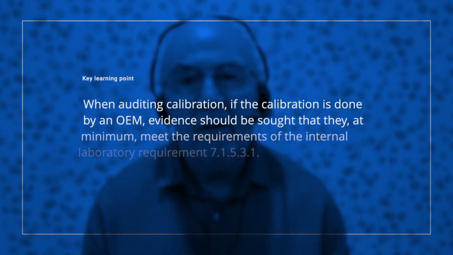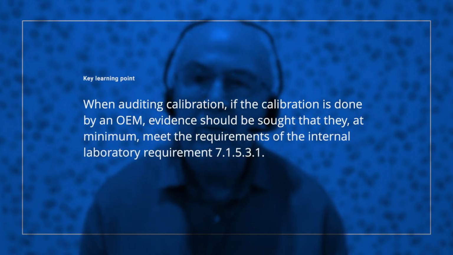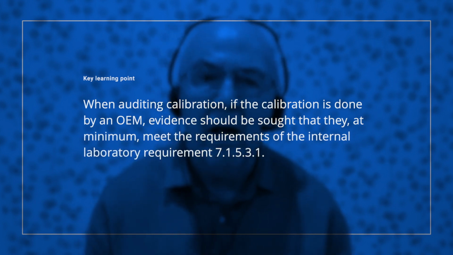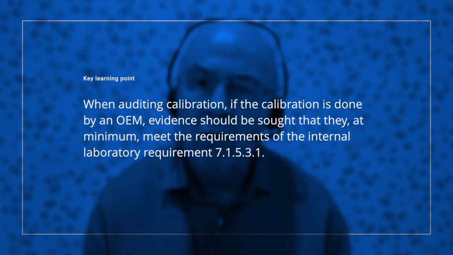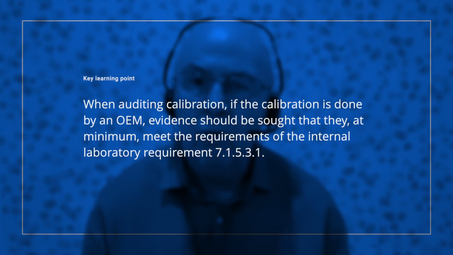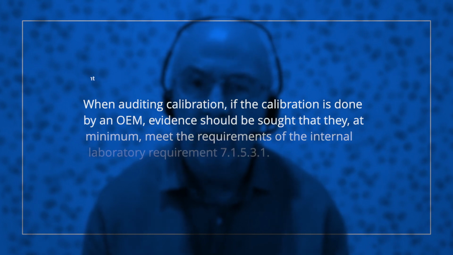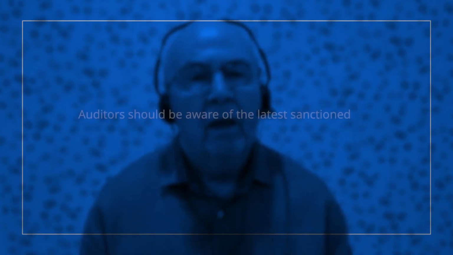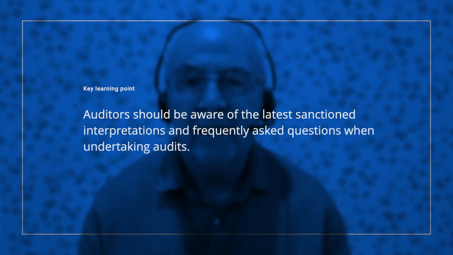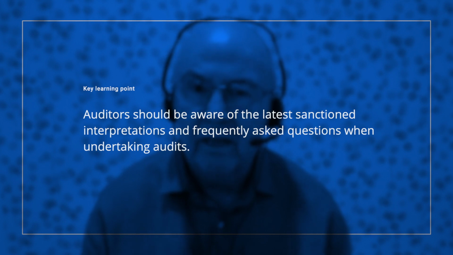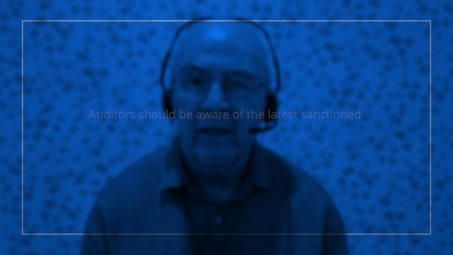When auditing calibration, if the calibration is, for example, done by the OEM, evidence should be sought that they, at minimum, meet the requirements of the internal laboratory requirement 7.1.5.3.1. Finally, auditors should be aware of the latest sanctioned interpretations and frequently asked questions when undertaking audits.